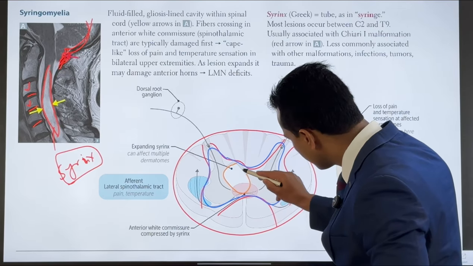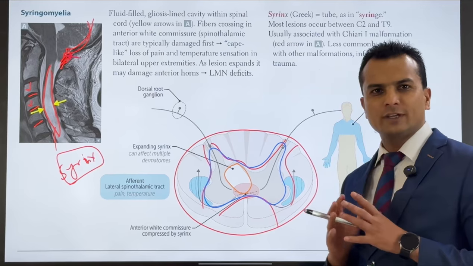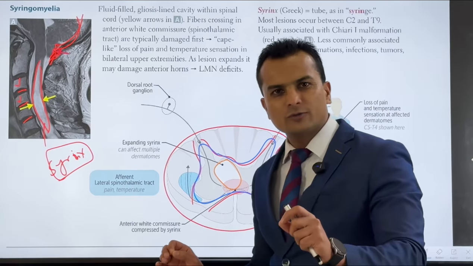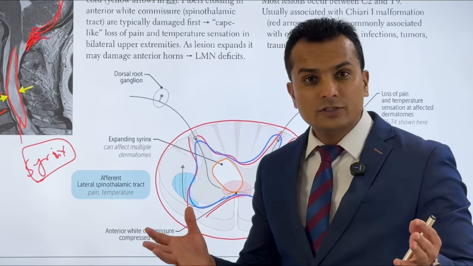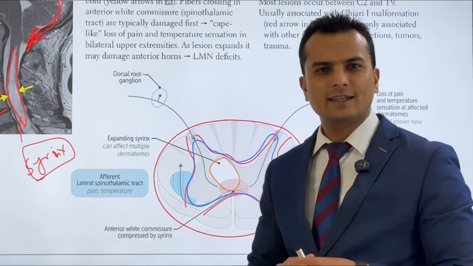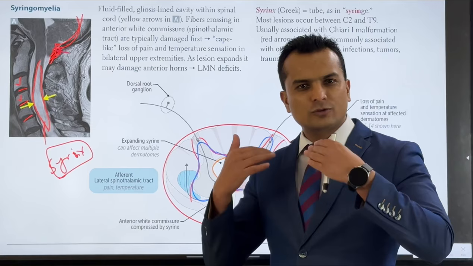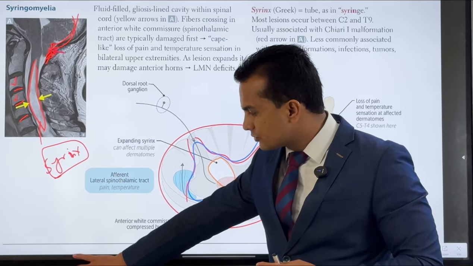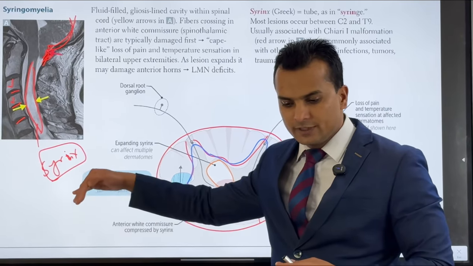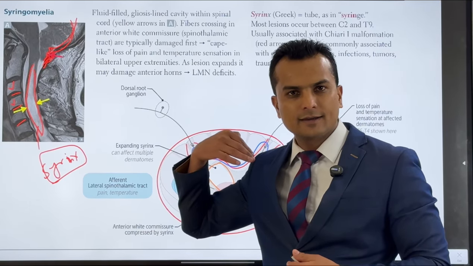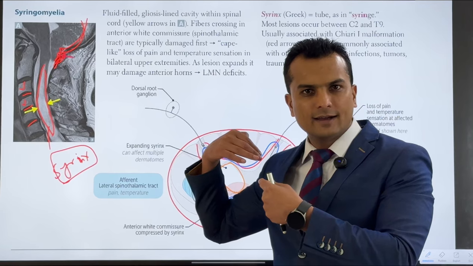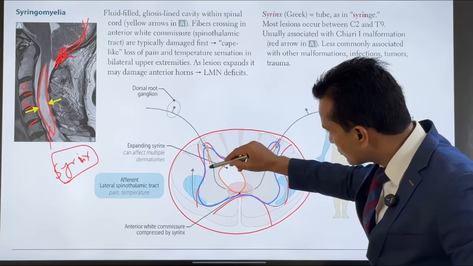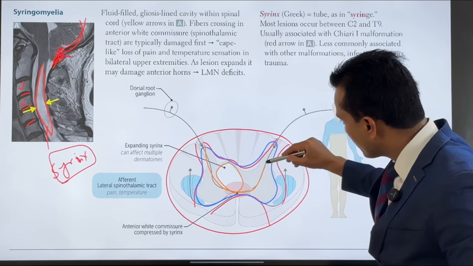Here is the syrinx. What is the significance of this channel? This is a highly trafficked area, especially for the spinothalamic tract. What is the function of the spinothalamic tract? It carries pain and temperature sensation to your thalamus, to the VPL of the thalamus, and to your cortex. Suppose I am touching this screen and feeling the temperature. It means this high temperature is entering the spinal cord through the dorsal root ganglia, and then it crosses to the opposite side.